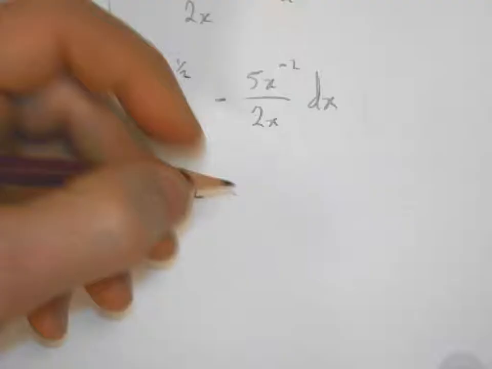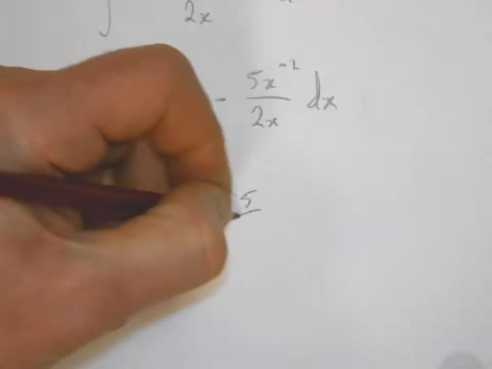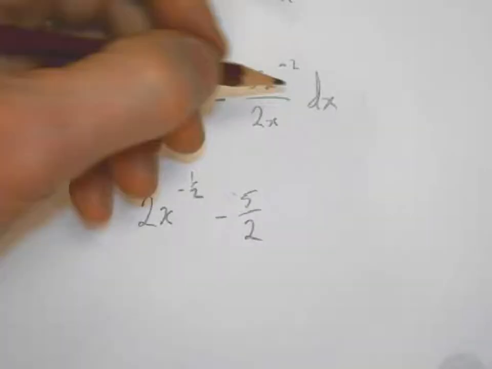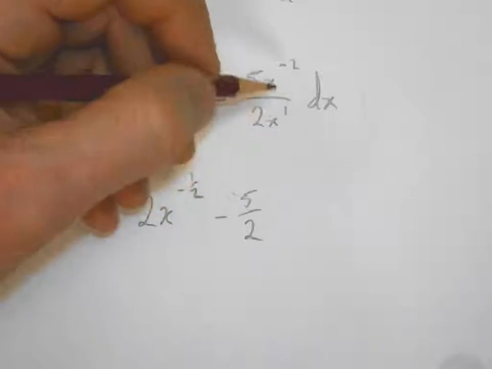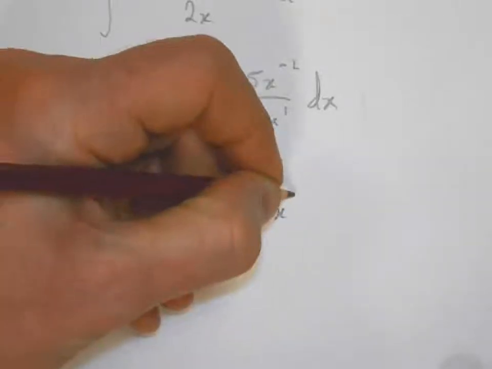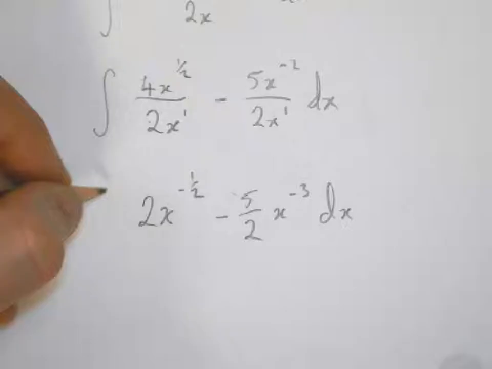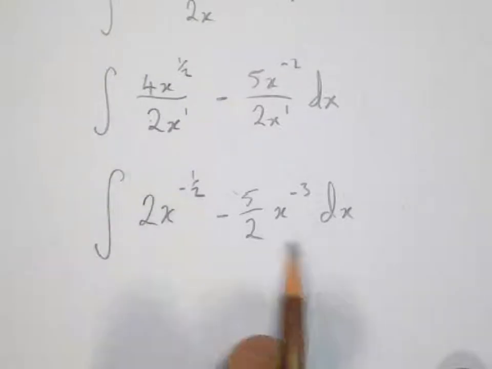And over here, we can't do 5 divided by 2, we'll just leave it like that. But again, we've got 1 here, x to the power of negative 2. We take away the 1, which is going to give us x to the power of negative 3. So again, we're still not integrated yet, but now it is ready to integrate.